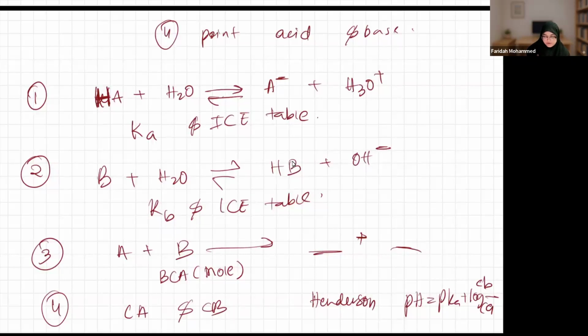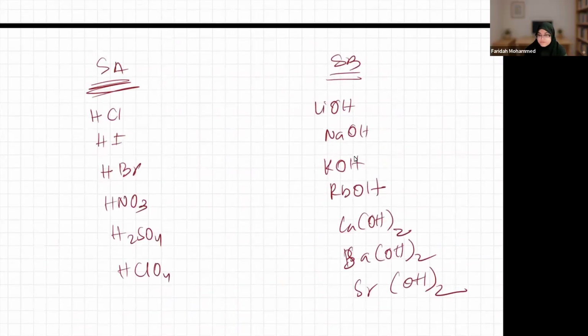These are the things you need to memorize, okay? Anything else? Today was a very long day. Could you go back to the list of strong bases and acids? Yeah, that's fine. Thank you.